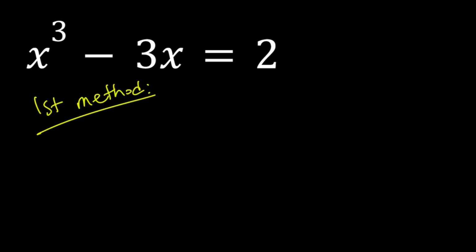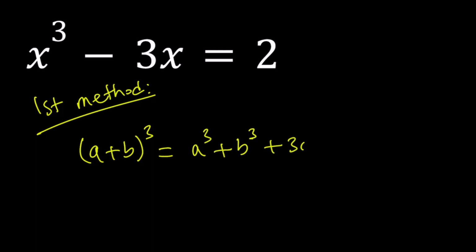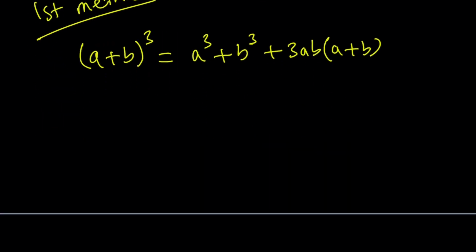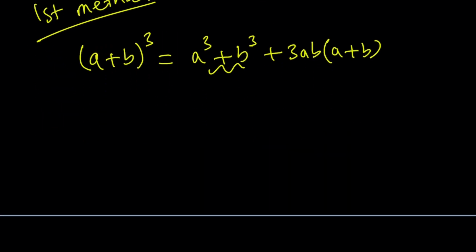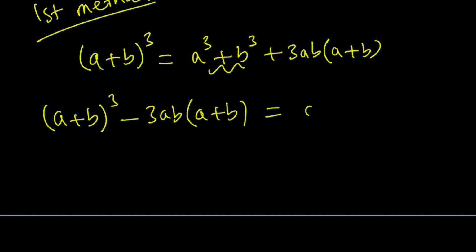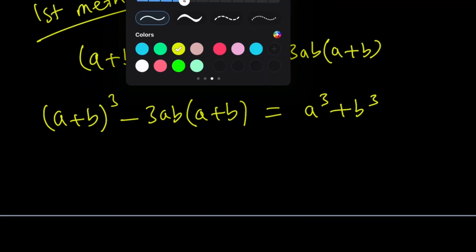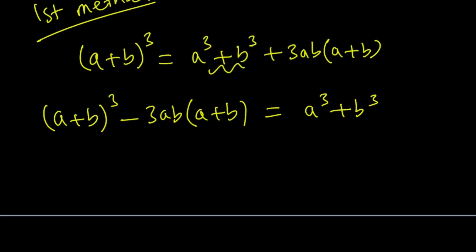We're going to start with this identity, a plus b cubed. As you know, this can be written as a cubed plus b cubed plus 3ab multiplied by a plus b. Now I'm going to go ahead and isolate this. So let's write it as a plus b quantity cubed minus 3ab times a plus b equals a cubed plus b cubed.